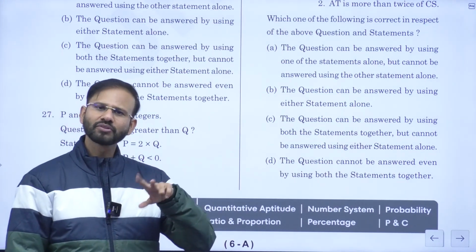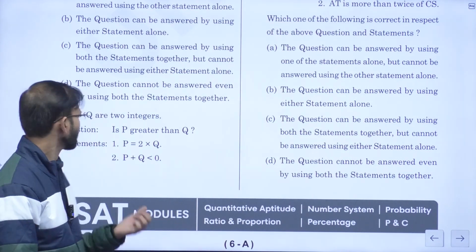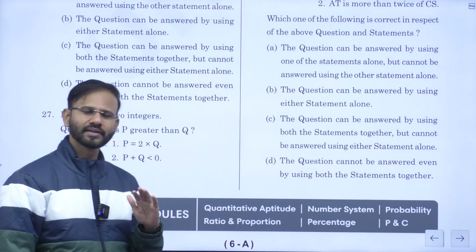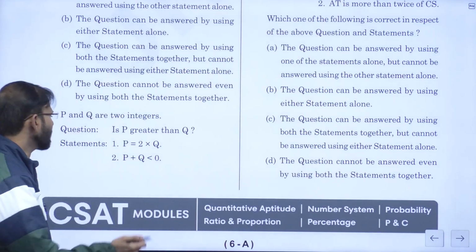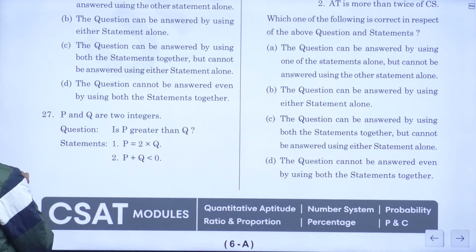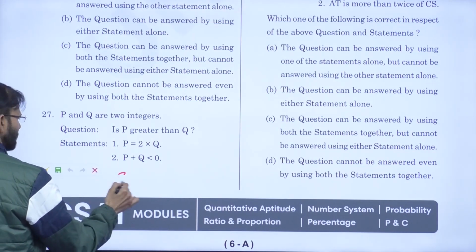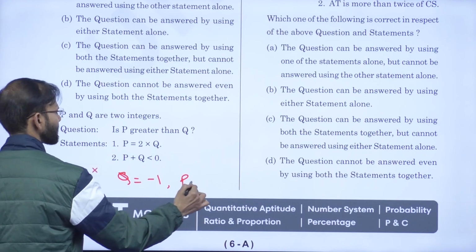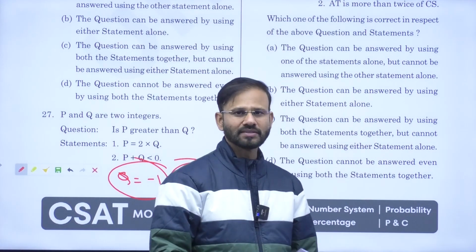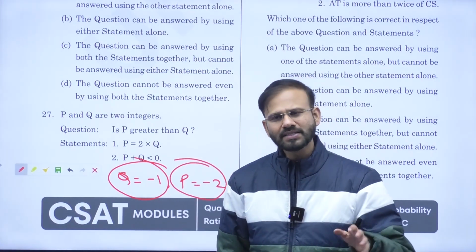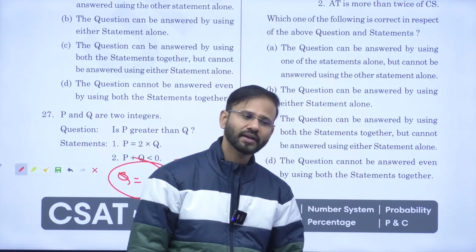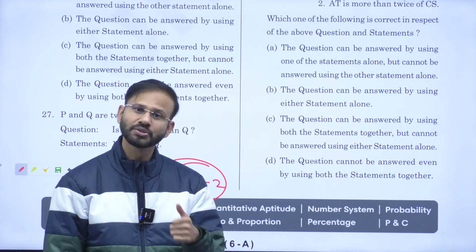So if both of them are negative, then obviously you can get the answer. P is equal to 2Q. So again, if Q is equal to minus 1, then P is equal to what? Minus 2. Everybody, so you get the answer. Answer can be either yes, answer can be either no, but it should be unique.